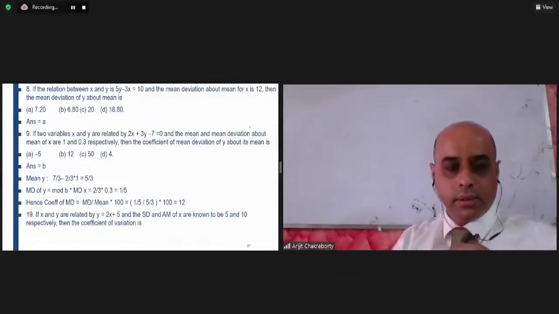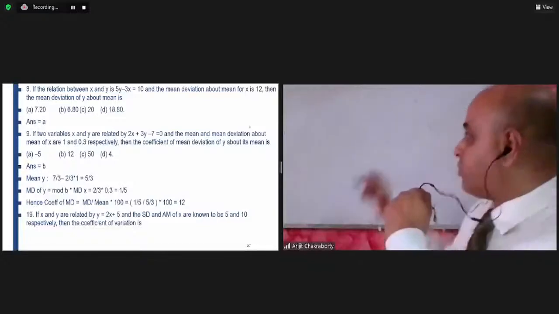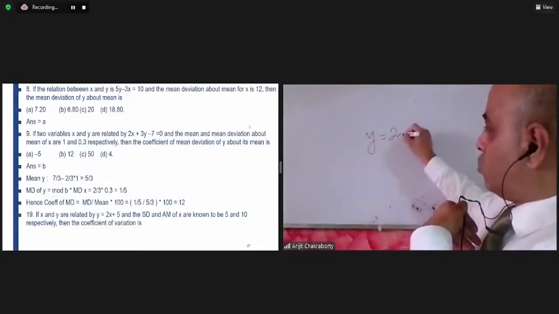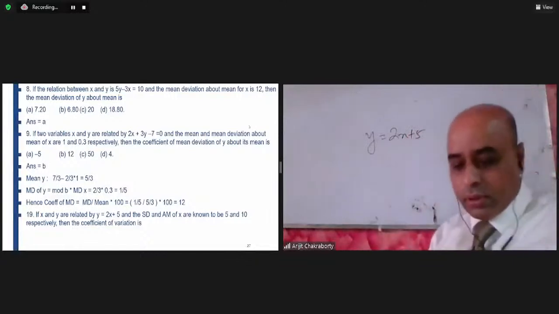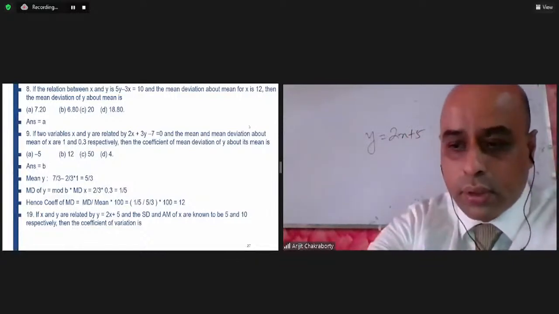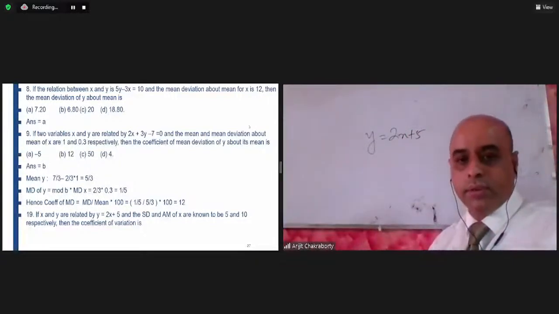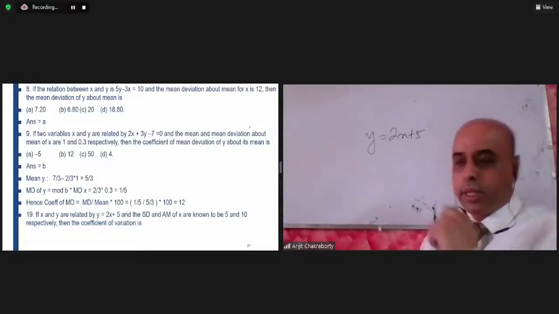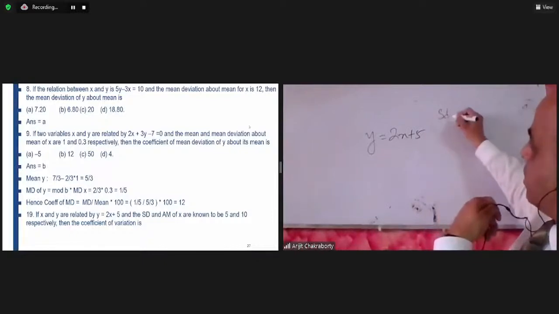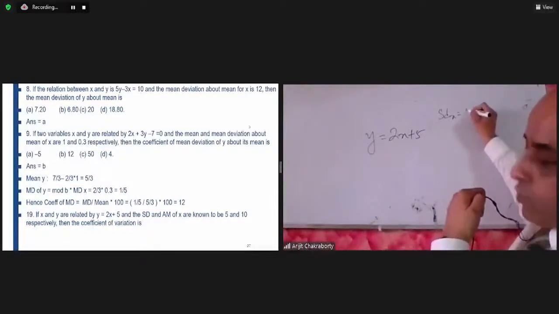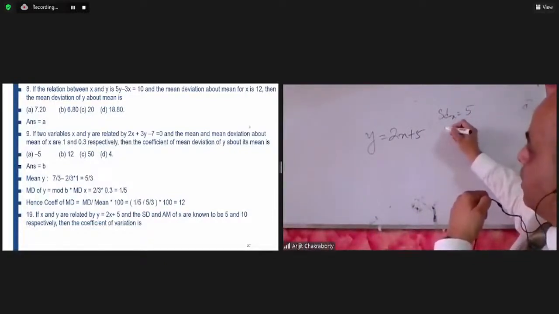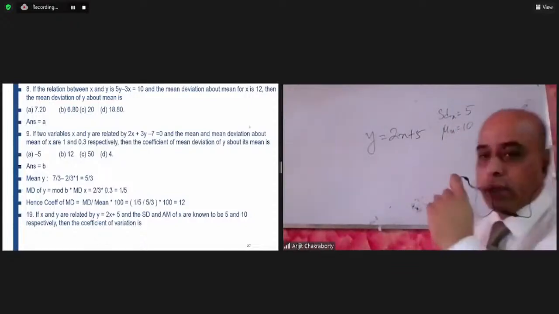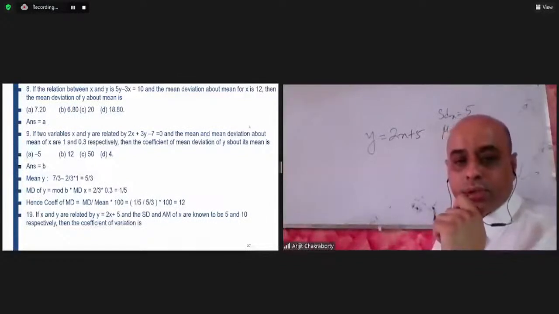The relation is y equal to 2x plus 5. Let's work it out. Y equal to 2x plus 5. Which data is given? SD and AM. SD is 5 and AM is 10. So I can write SD of x is 5 and mean, that is mu x, is 10. We have to find the coefficient of variation of y.